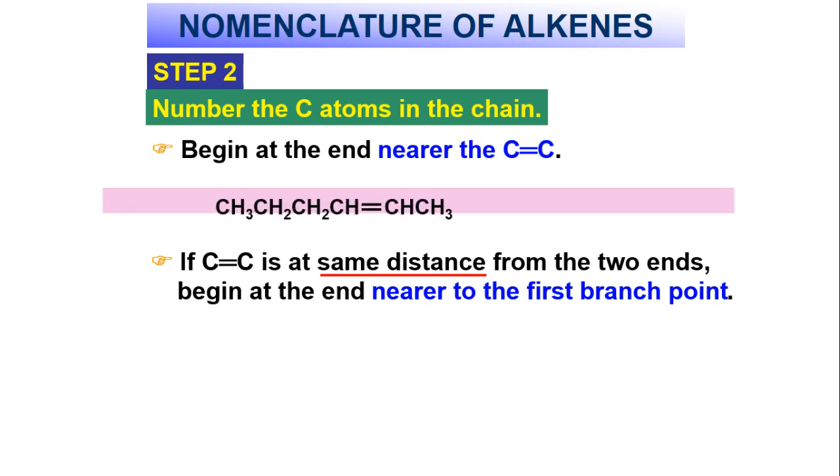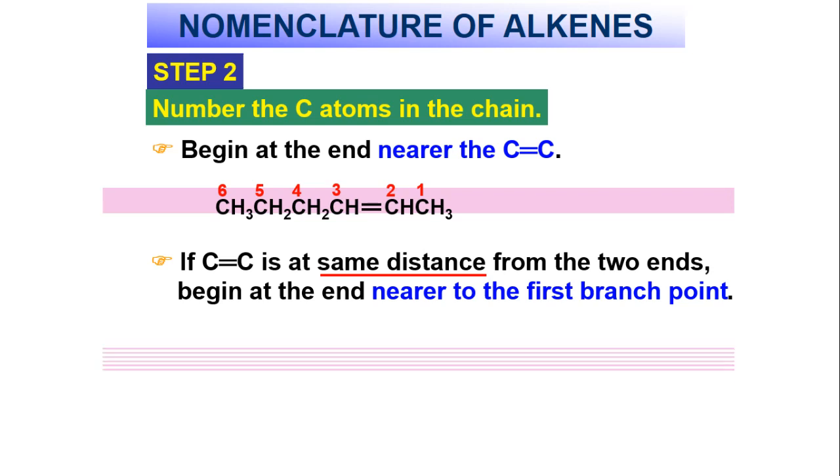So let's quickly look at this molecule here. We need to consider which side we are going to start from. Are we starting from this side, or from the other side? We need to look at which side is nearer to the double bond. Because this side is nearer to the double bond, we start this as 1, then the other one as 2, then 3, 4, 5, and what?